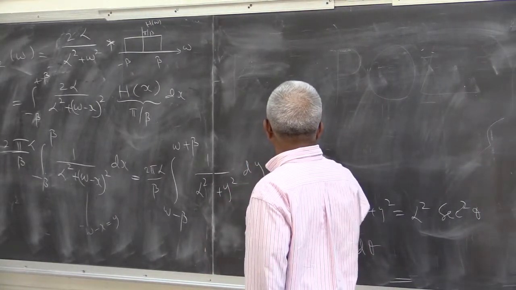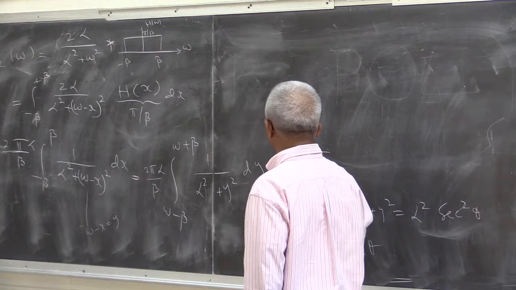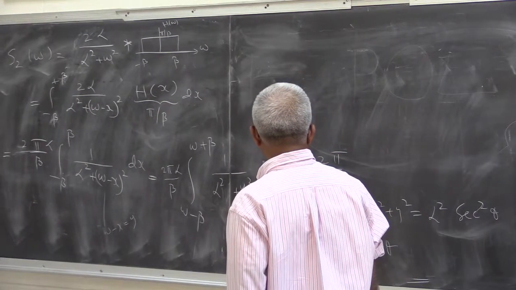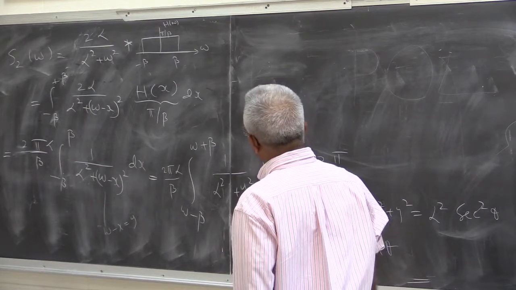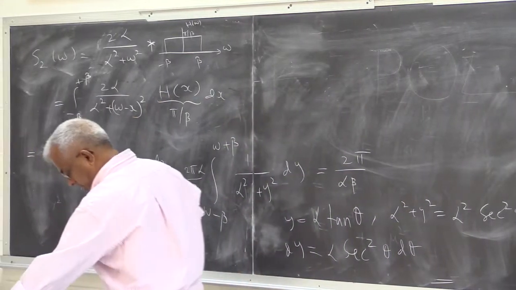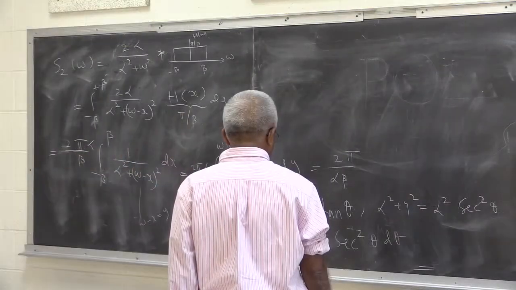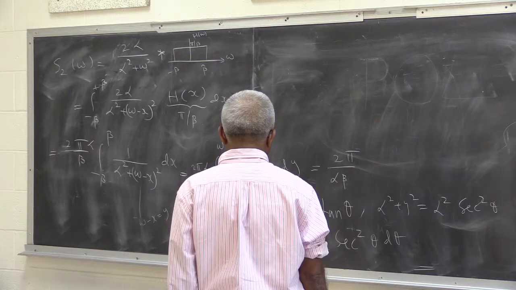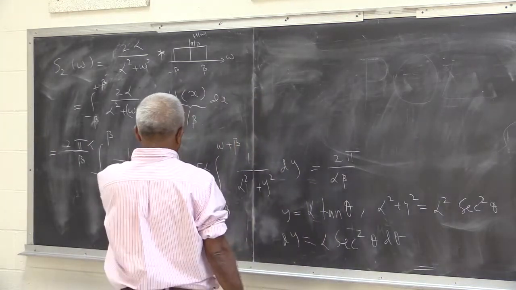2 pi over alpha beta. And when omega is beta, oh, first of all, once again, this is over alpha, so we are substituting y equal to alpha. So notice the limits now.